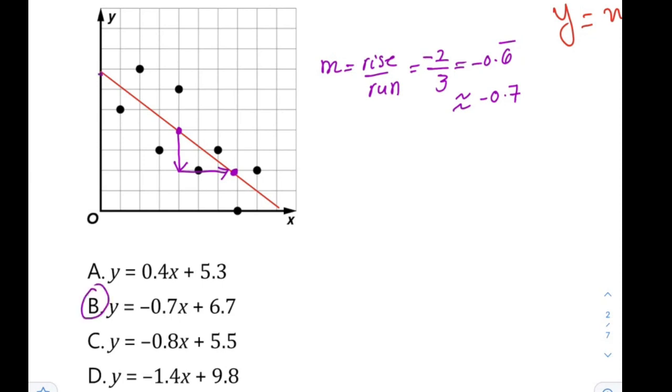And actually, if you see that this is the y-intercept, it is approximately 7: 1, 2, 3, 4, 5, 6, 7, less than 7. So it's a good approximation. That means this is our equation.